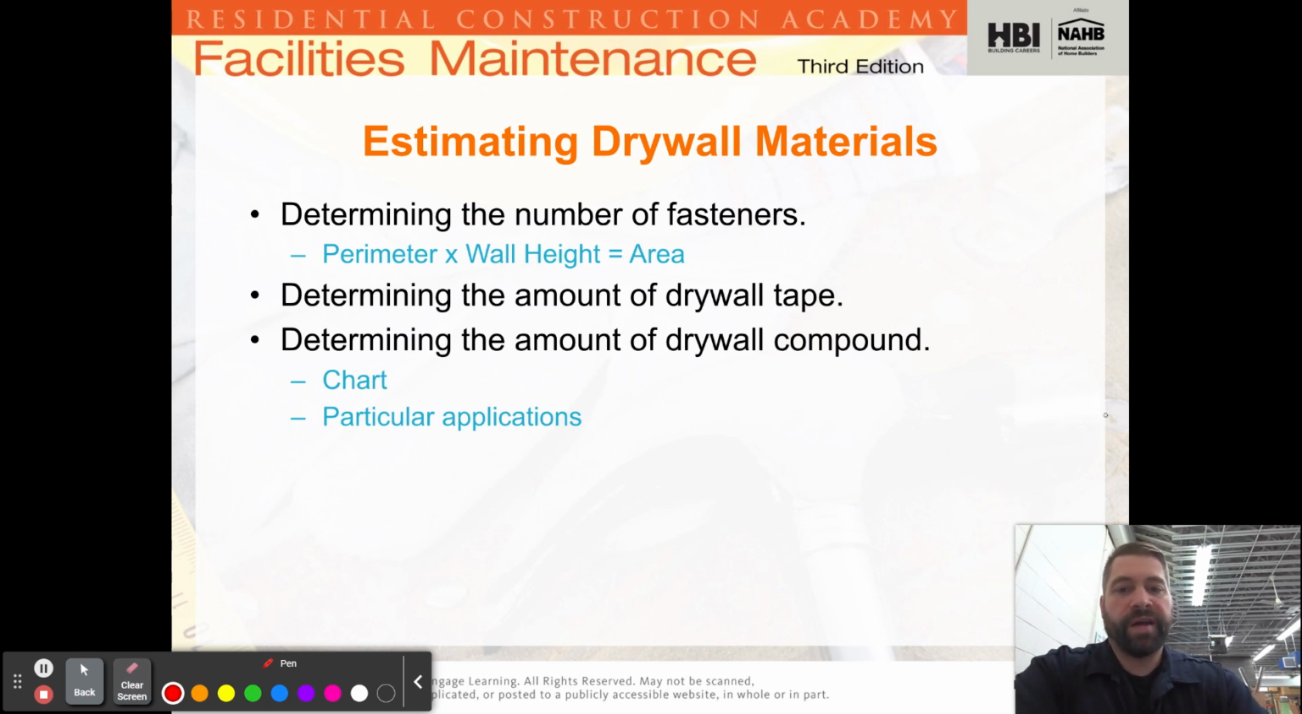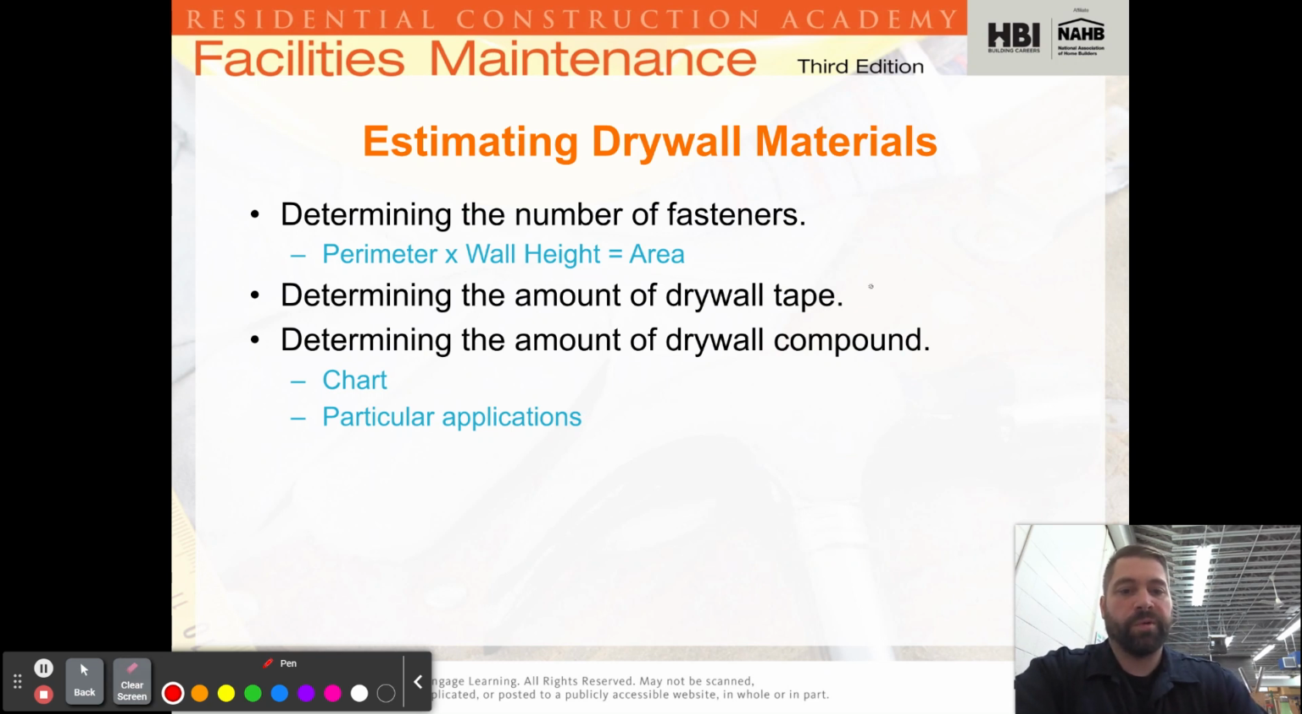To determine the number of fasteners, you go around the perimeter, right? Let's say this is one wall, and you'll be able to figure out how many sheets of drywall that you have, and then how many fasteners for each sheet of drywall.